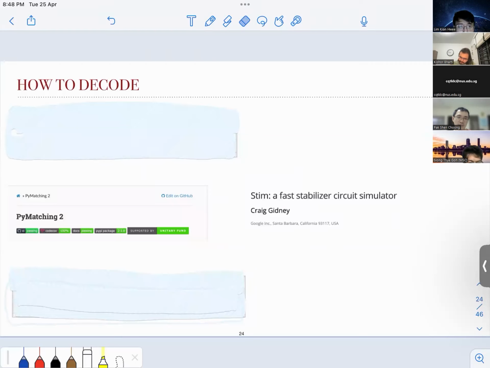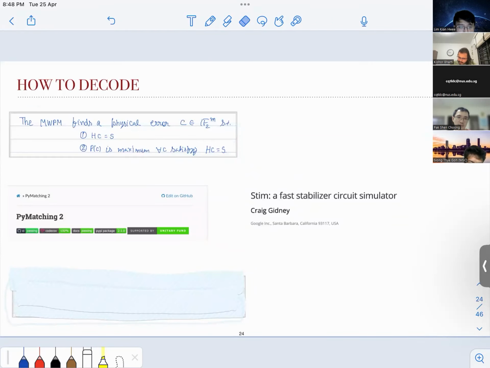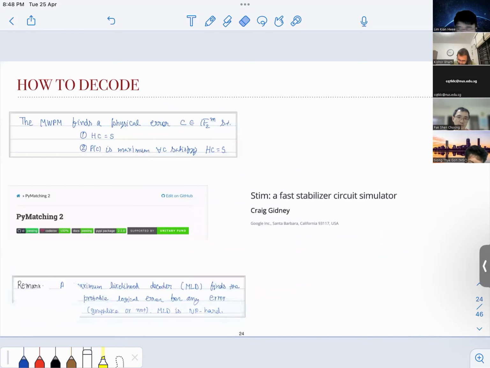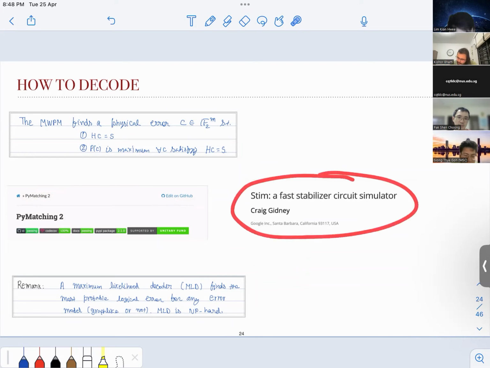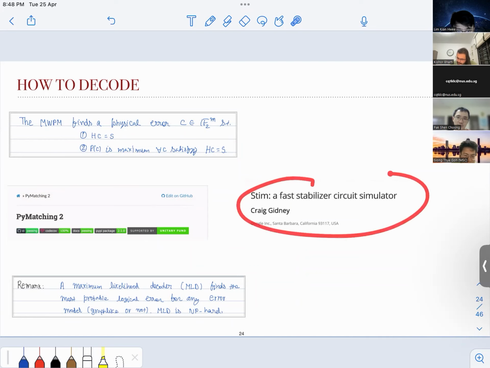There are many nice tools which you can use to do decoding. There is this nice tool called PyMatching, which is on the internet, and you can use it to do decoding. There is another tool called Stim. In fact, Stim and PyMatching can be combined together for building decoders.